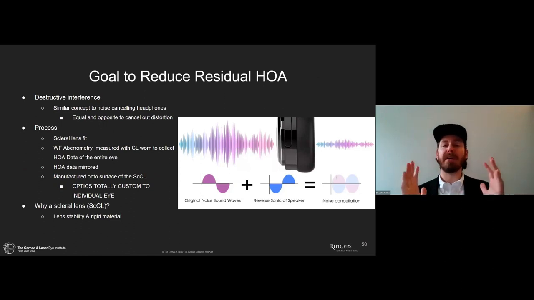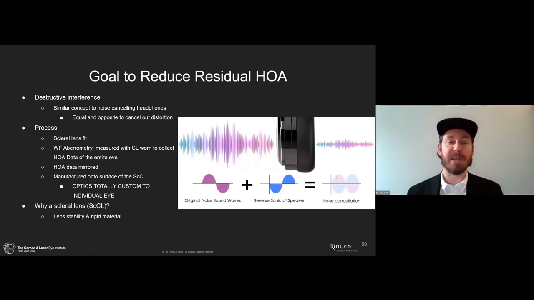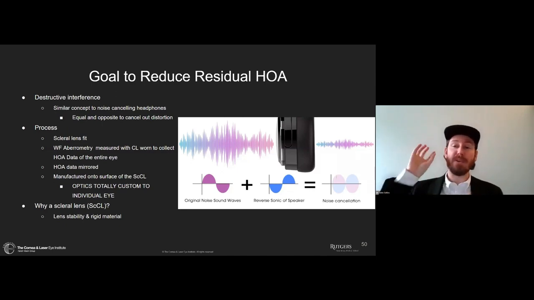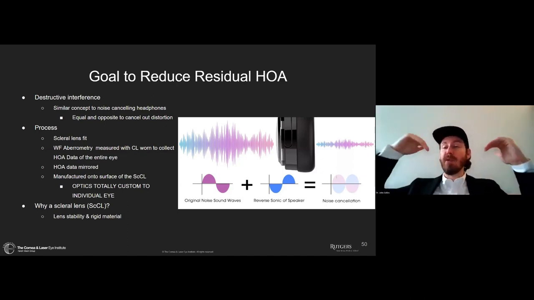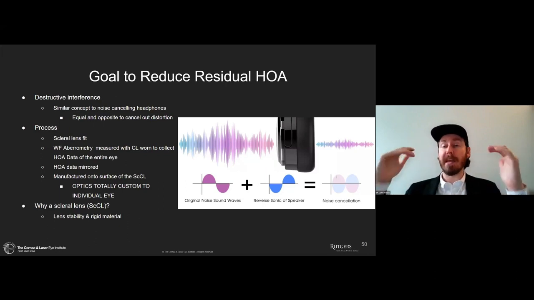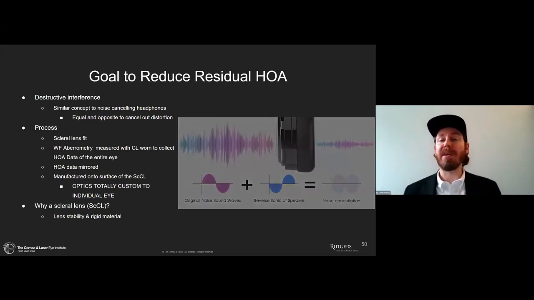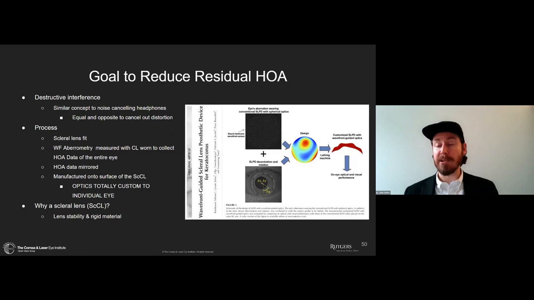So the goal here is to reduce those residual HOAs. The way that we do this is with destructive interference. Same sort of concept as noise canceling headphones. We have a sound wave coming in, and we track that in the microphone within the headset, and then we reverse that sound wave and play it into the ear. So what happens is the two waves, in this case sound waves, cancel out. Well, with scleral lens and HOA correction, we're doing the exact same thing, but just with light.